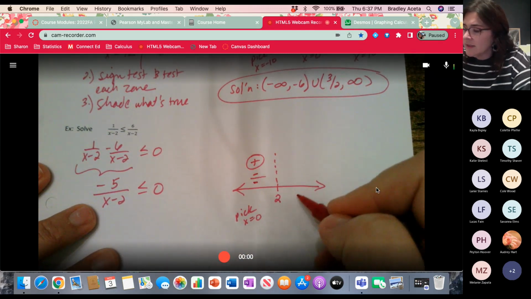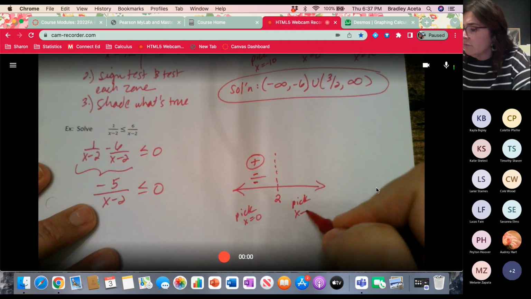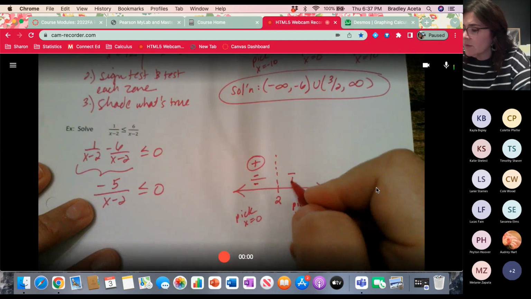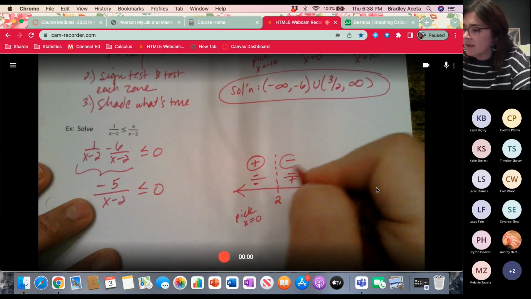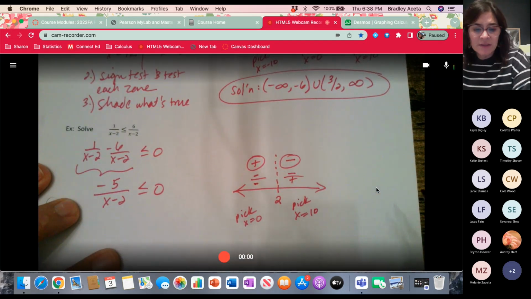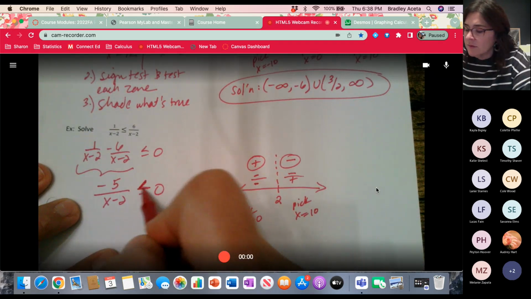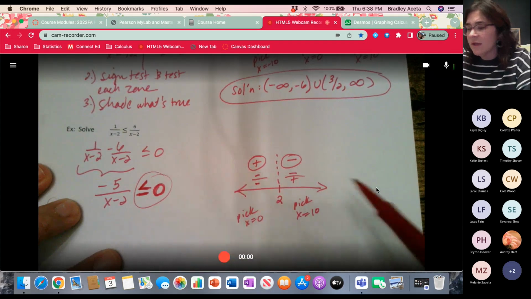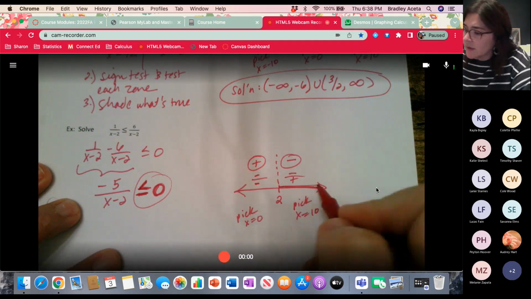On this right side of 2, I'm going to pick 10. The top would be negative, and the bottom would be positive, which is a negative. And now let's answer the question. Less than or equal to 0. Which ones are less than or equal to 0? Well, that's this side right here.